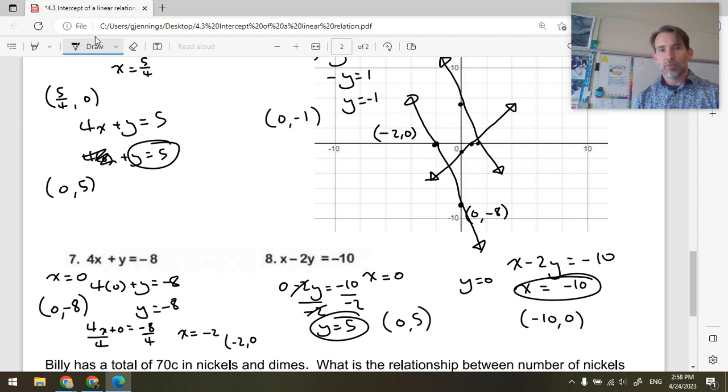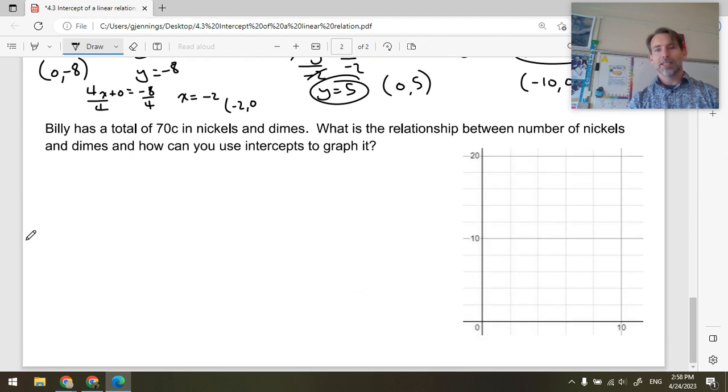So I could graph those as well. (0, 5), that point, and (-10, 0). So I put a straight line between those points, like that. Very straight, beautiful line. Very good. So that would be how that would look if you wanted to use these intercepts to get an accurate graph very quickly. And let's see one example of where you might get a situation like this coming up.